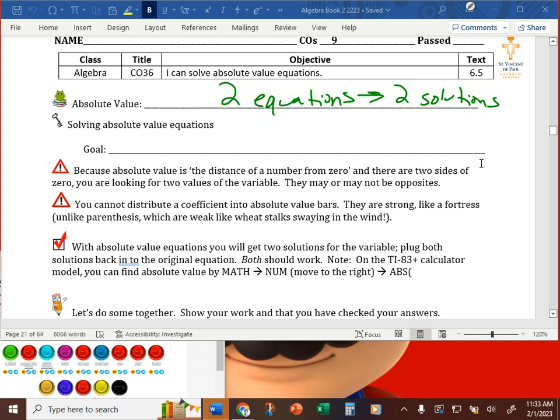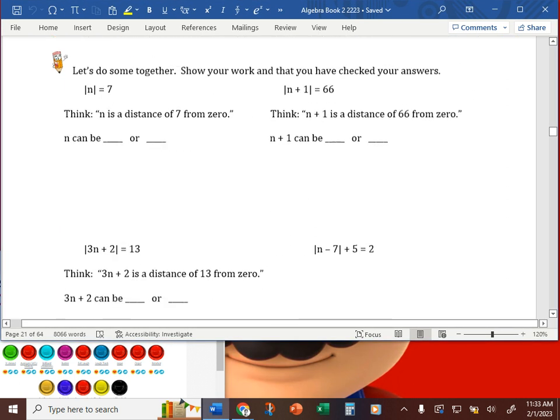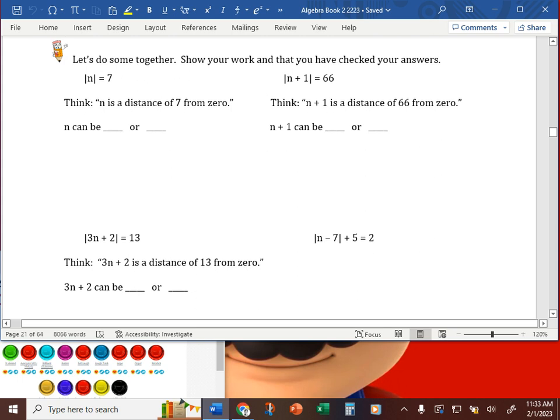The definition of absolute value is a number's distance from zero. How many sides to zero are there? Two, right? And because there are two sides to zero, that's why we get two solutions, because there are going to be two numbers that are the same distance away from zero. We call them opposites. We talked about that yesterday.